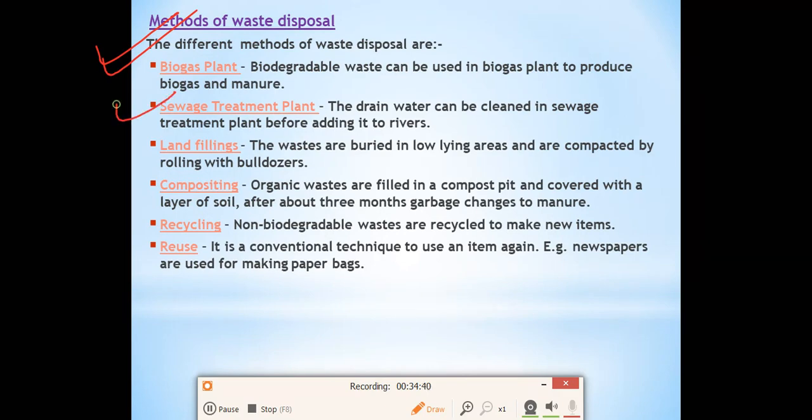Next is sewage treatment plant. The rainwater can be cleaned in sewage treatment plant before adding it to river. Means many of the factories produce polluted water, so that polluted water can be treated in the sewage treatment plant, and after that, that water can be given off to the river, so that all the harmful waste is removed from that water.